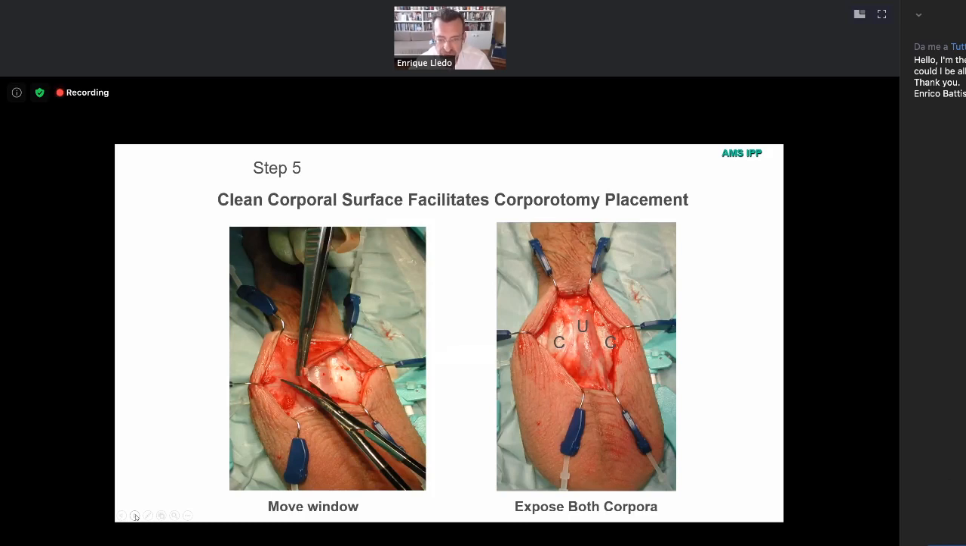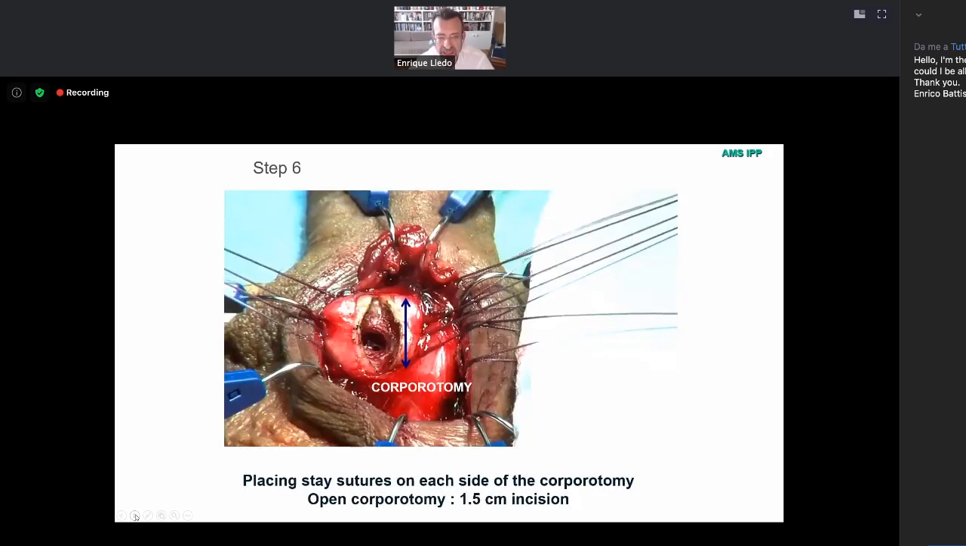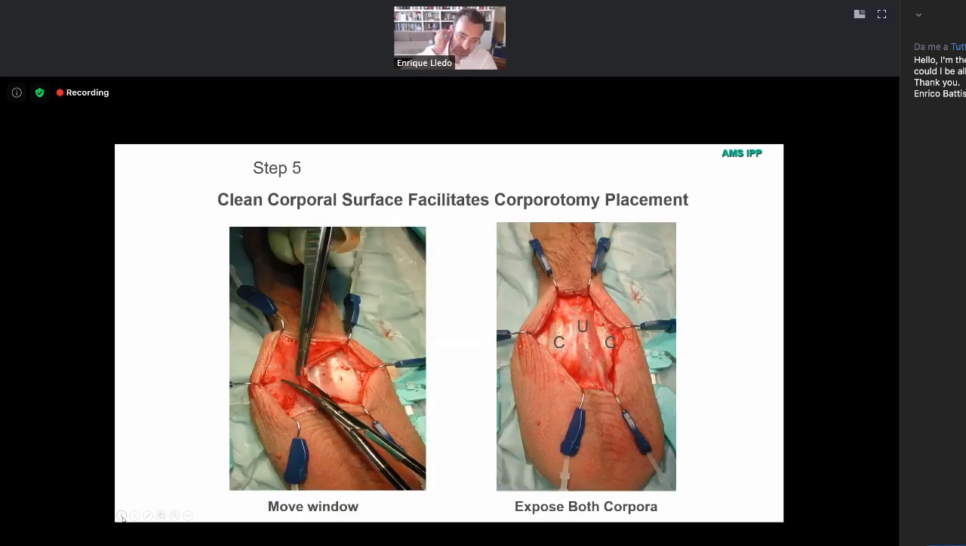Next slide, please. You go ahead with the dissection of the tissues around the corpus cavernosum, as you see, and the urethra. Previous slide, please. It's very important that you are aware of the position of the corpus cavernosum, and you see the white and brilliant aspect of the albuginea and the darker aspect of the urethra. So this is the perfect presentation.